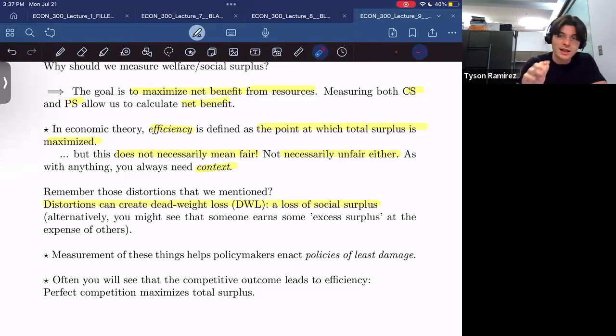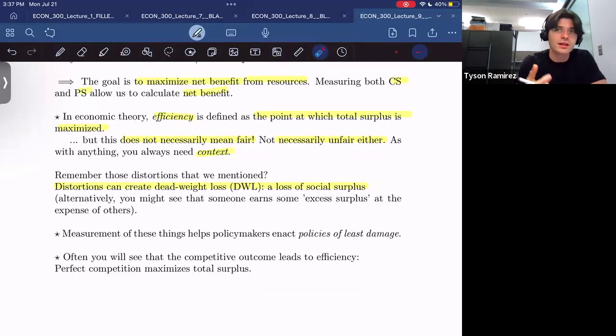So with this idea of welfare analysis, with the idea of measuring welfare in this way, we can help policymakers enact policies that cause as little damage as possible. Because if we intervene in a market, then chances are we're going to create some deadweight loss. And so we just want to minimize the deadweight loss. We want to minimize the damage that we're doing. But in order to minimize something, we must be able to quantify it. How can I minimize a function if I don't know what the function looks like? It's impossible.